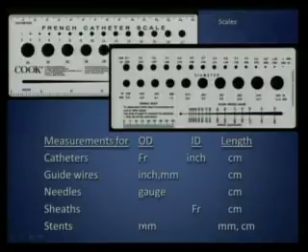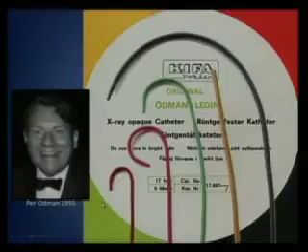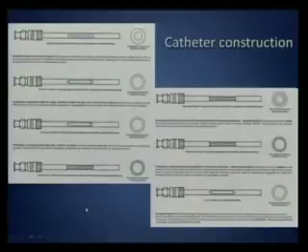Okay? Stents are measured in millimeters and the length is measured in millimeters. So the only thing you need to remember is catheters, outer diameter is measured in French. Sheaths, inner diameter is measured in French. Okay? So these are one of the initial catheters, the actual Cook catheters that were manufactured in 1955. And catheters can have different constructions, different materials, braided, non-braided.